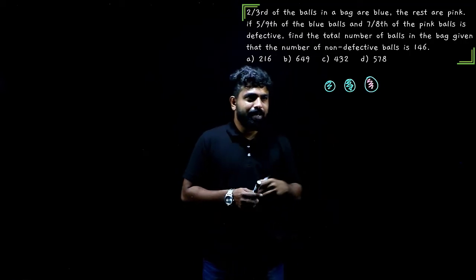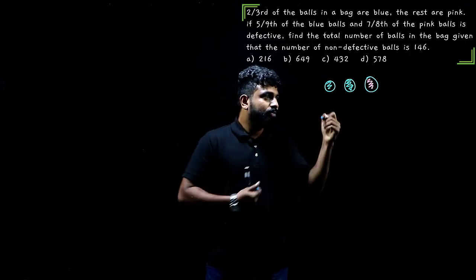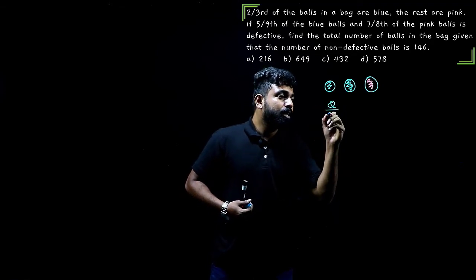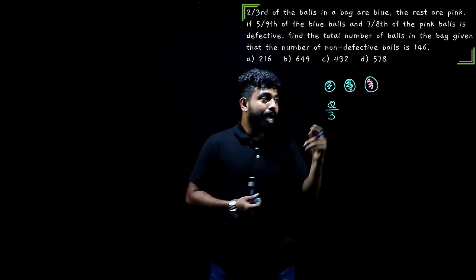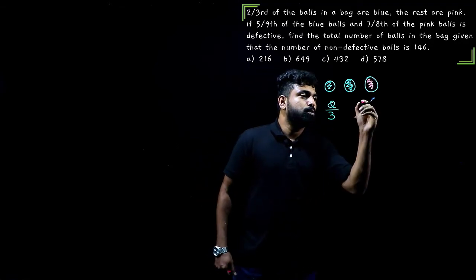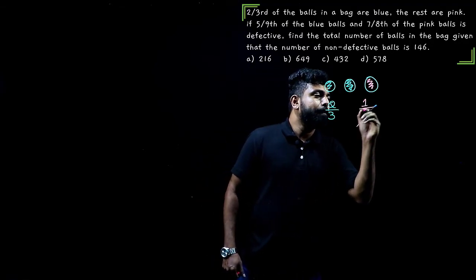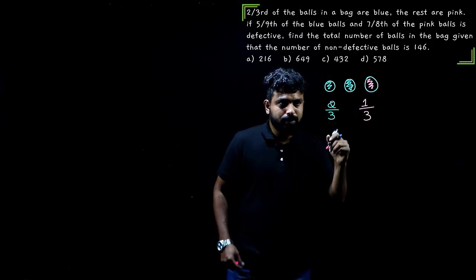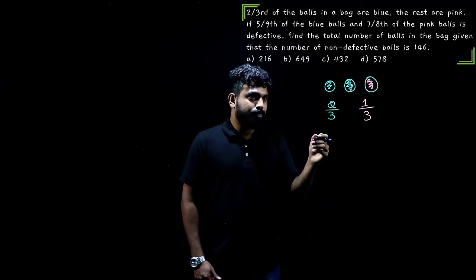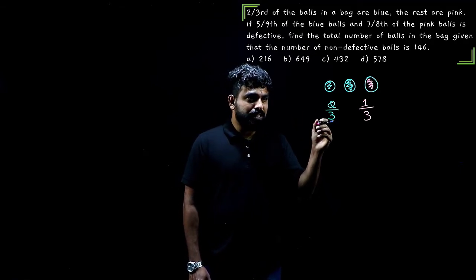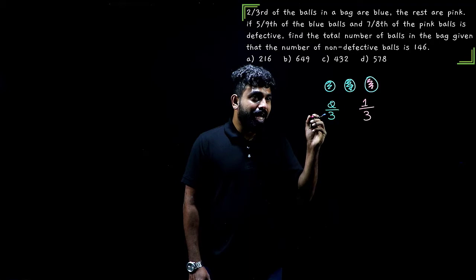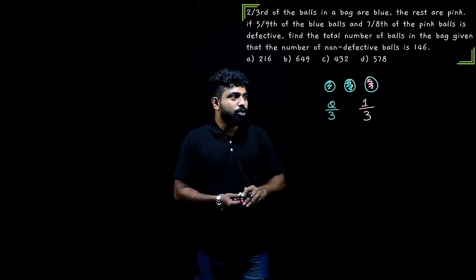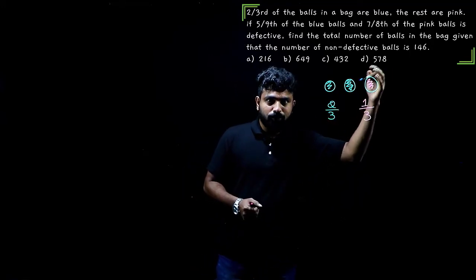So what's happening here? They have told that 2/3 of the balls, which means there are 2 blue balls out of every 3 total number of balls. And the rest is pink, which means there is 1 pink ball out of every total of 3 balls. Now, 5/9 of the blue balls and 7/8 of the pink balls are defective. We don't know the total number of balls here. It will be the multiples of 3.